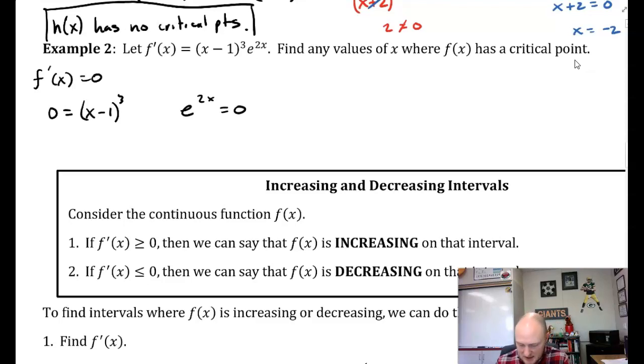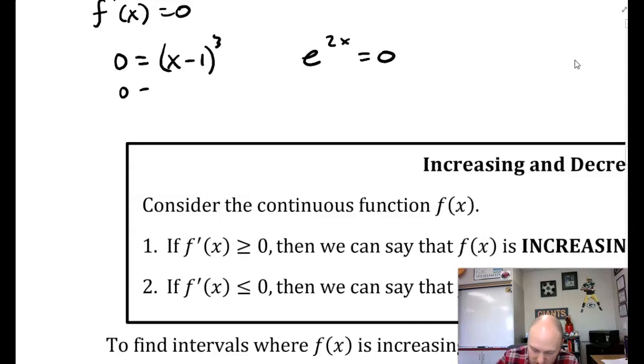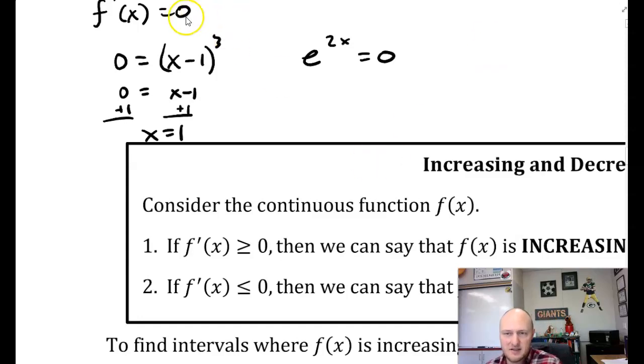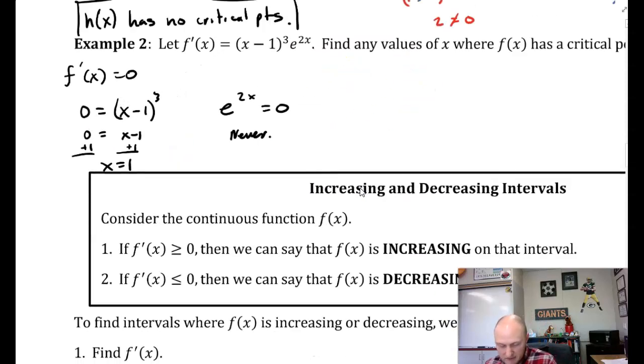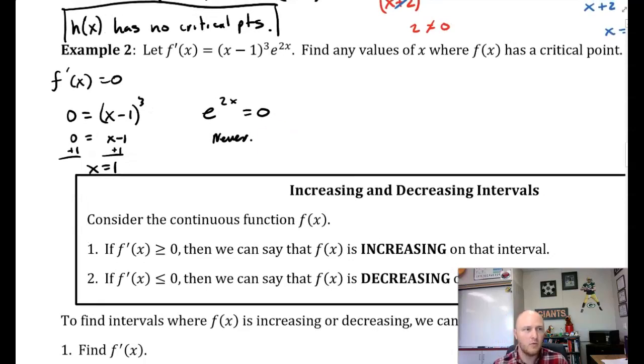And again, this is x minus 1 cubed. Really, I only have to investigate x minus 1. There's just 3 of them. And if I solve, if I add 1 to both sides, we get x is equal to 1. Okay, so f prime of x is equal to 0 at 1. And e to the power of 2x equals 0. Well, this never happens. Never. Okay? So we only have one critical value.